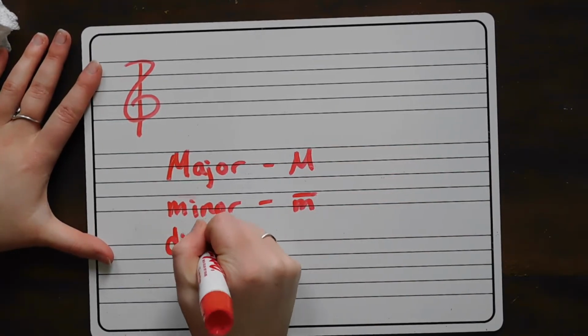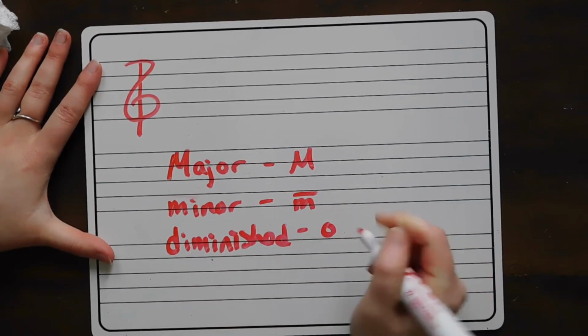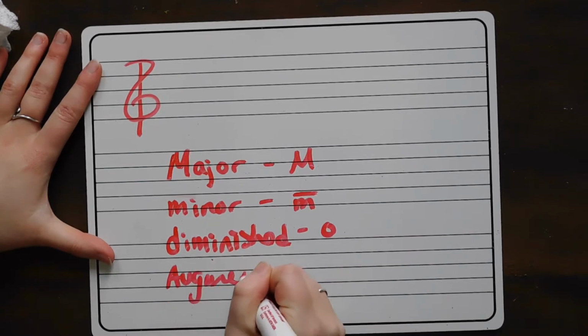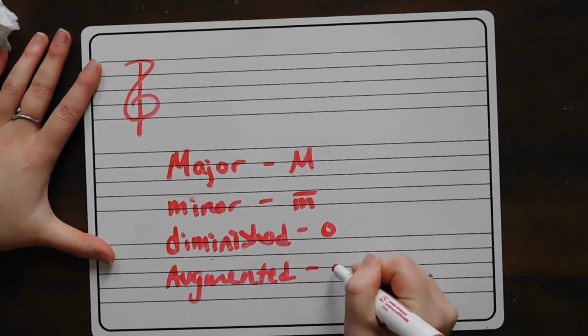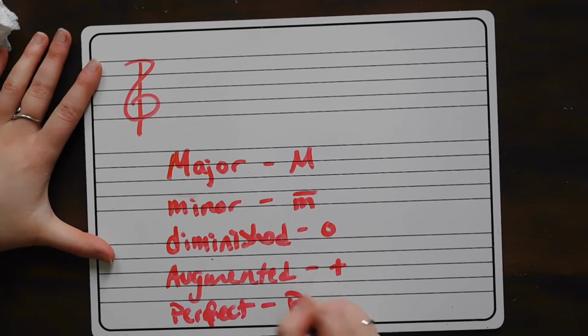There's diminished, which has a little circle. It looks like a little degree sign. There is augmented, and that's going to be a plus sign. And then there's also a perfect interval, and that's just a capital P.